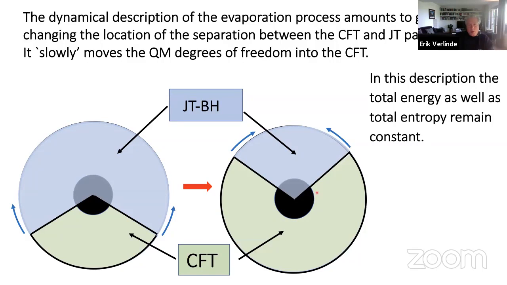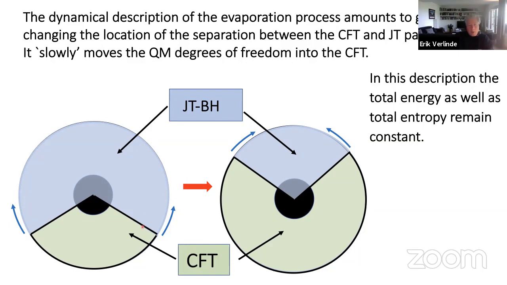So this is a model that is very much like what the Page model looked like, namely I have one system, the black hole, the BTZ geometry, or whatever its dual microscopic description is. Then I split it up into two parts and I evolve that. And then the Page curve manifests in here, in the same simple fashion as the qubit model that I had in the beginning.